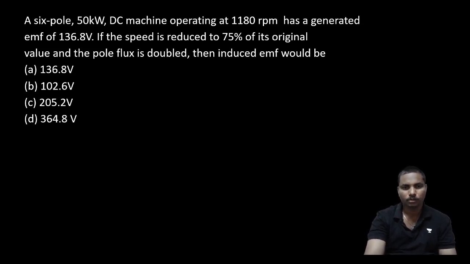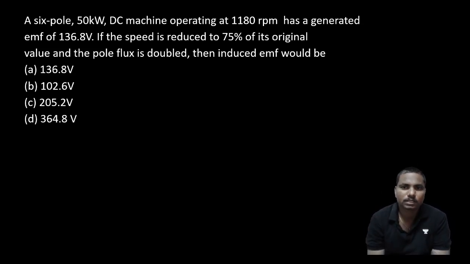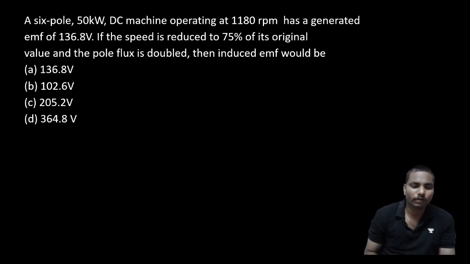A 6-pole 50 kilowatt DC machine operating at 1180 RPM has a generated EMF of 136.8 volt. The speed is reduced to 75% of its original value and the pole flux is doubled. The induced EMF will be dash. So here speed and flux are changed.